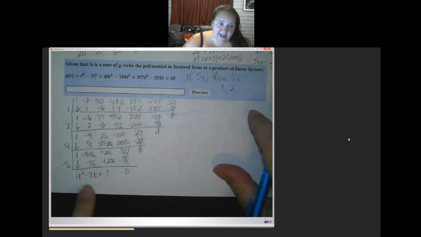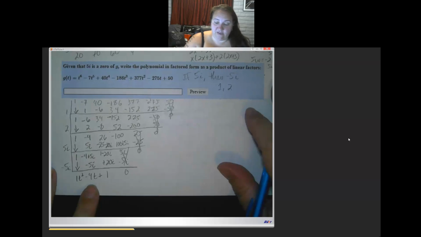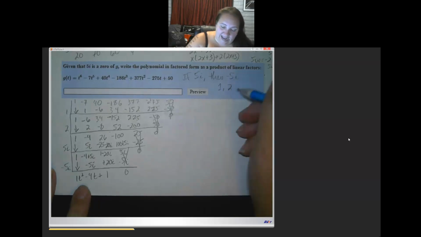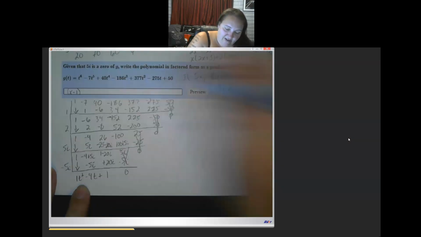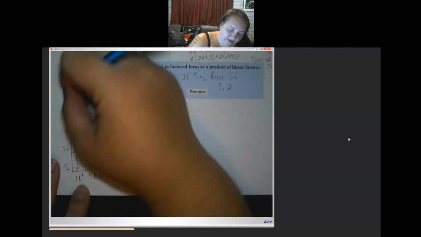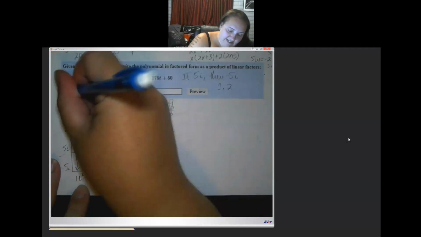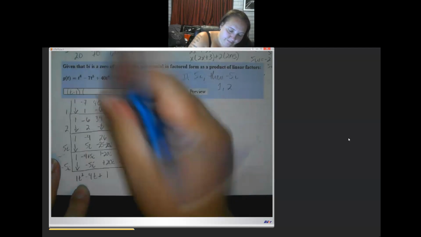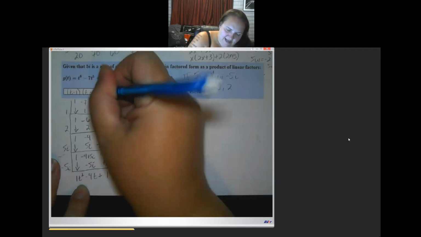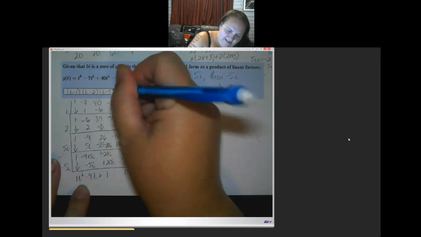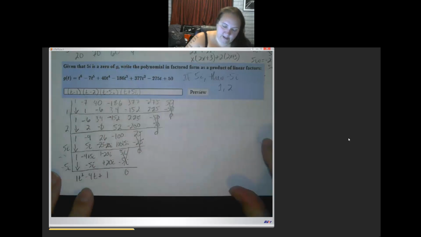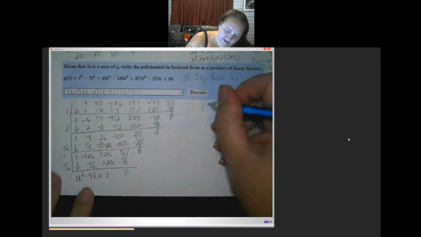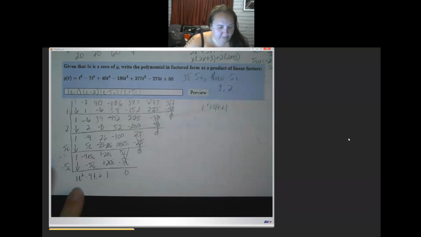So then the last thing that I have to do is I have to do something with this because they want a product of linear factors. So far I have 4 linear factors. I have t minus 1. I have t minus 2. I have t minus 5i and t plus 5i. So t squared plus 4t plus 1.